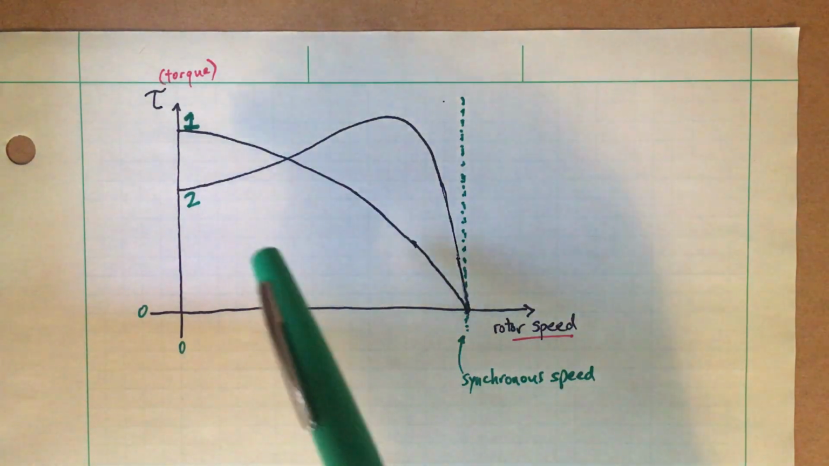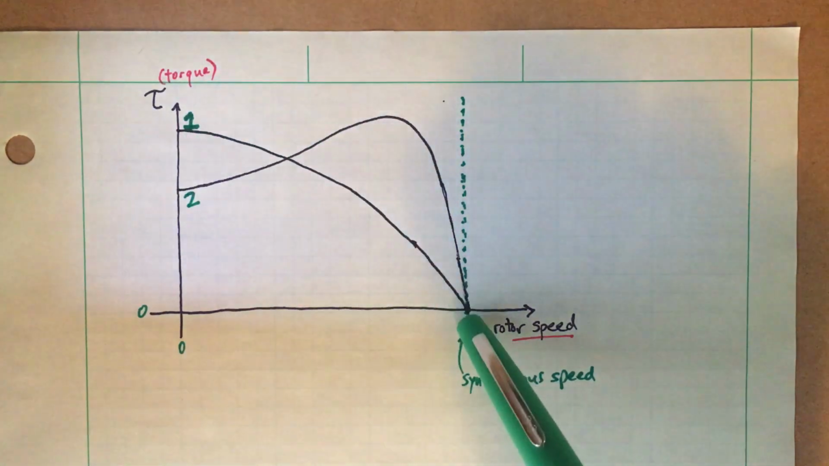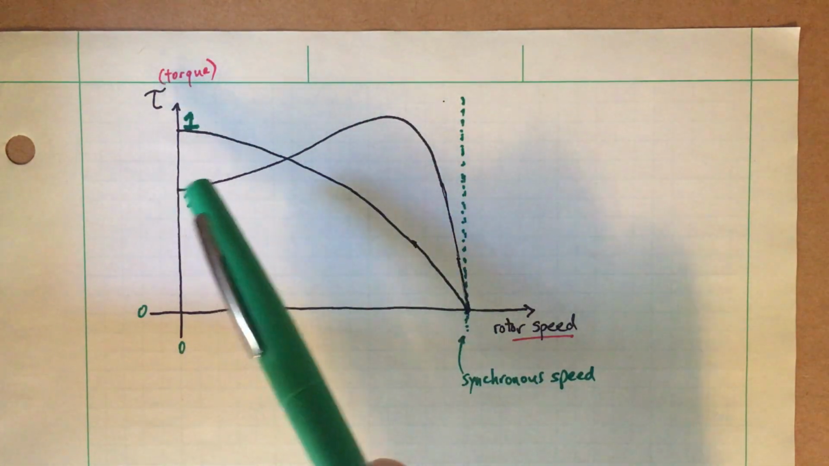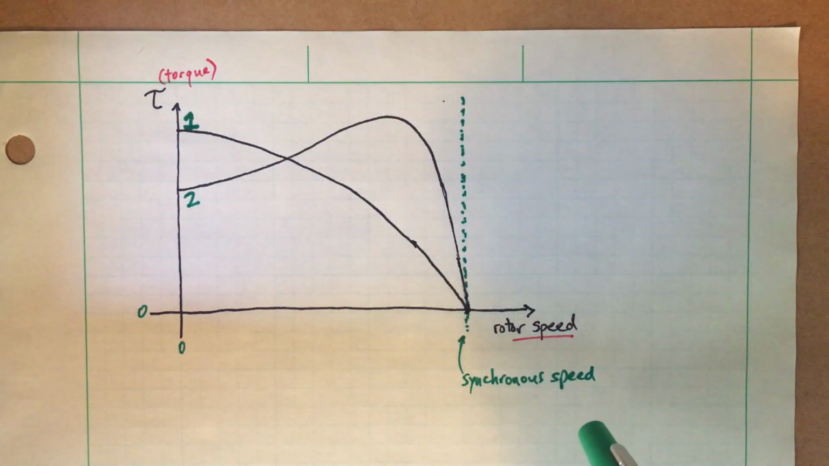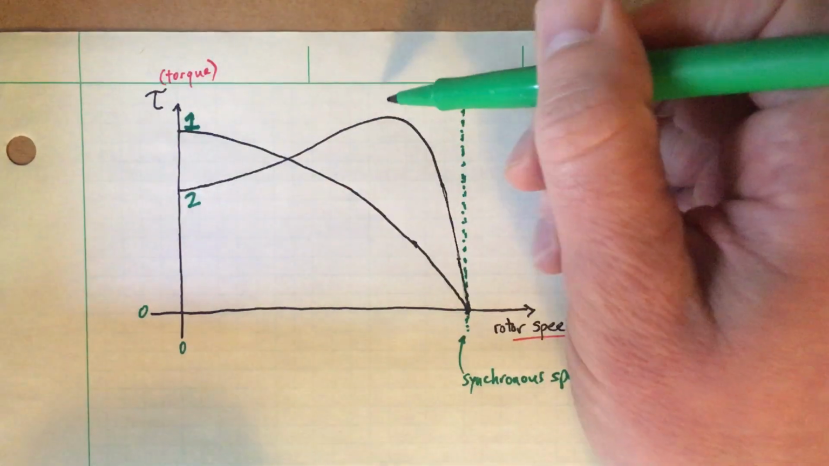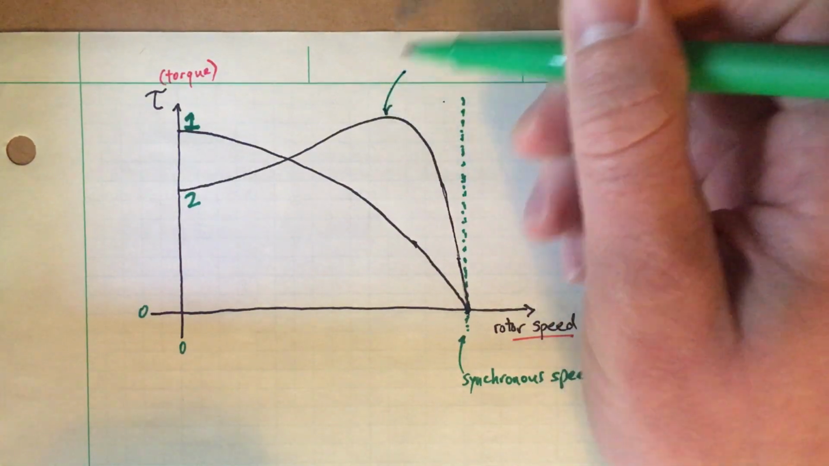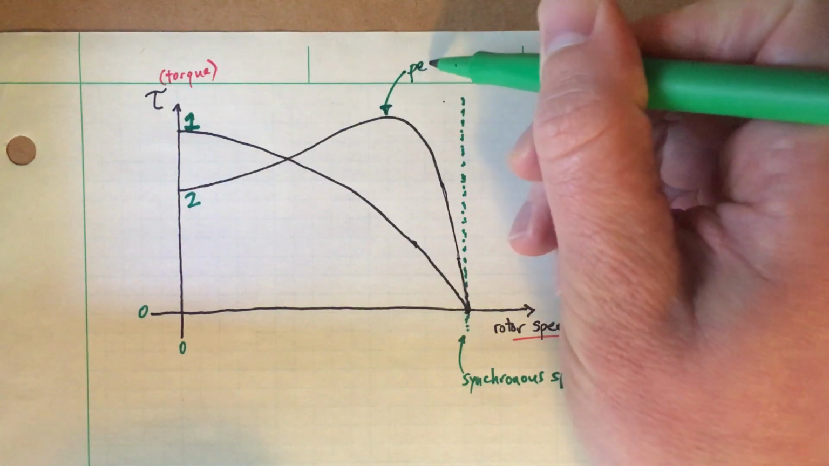And you'll note that no matter what the design of the motor is, whether you have a torque versus speed curve that looks like this one, or like this one, they both go to 0 at the synchronous speed. Okay, so that basic fact is always true for an induction motor. So a couple of other things. This curve number 2, right about there would be the peak torque.